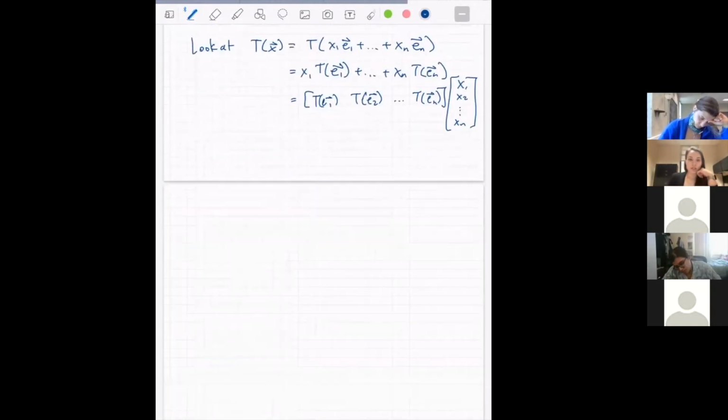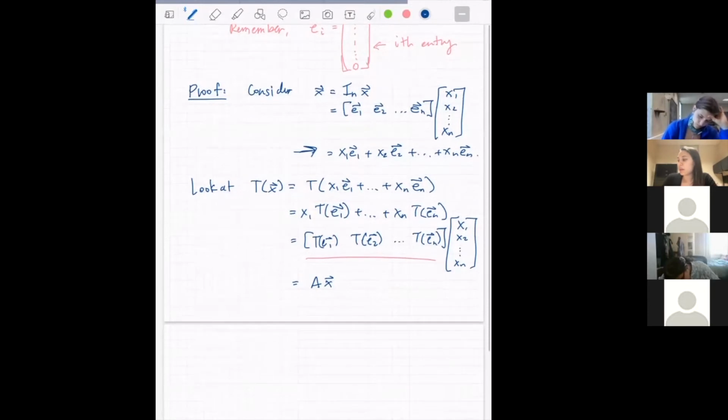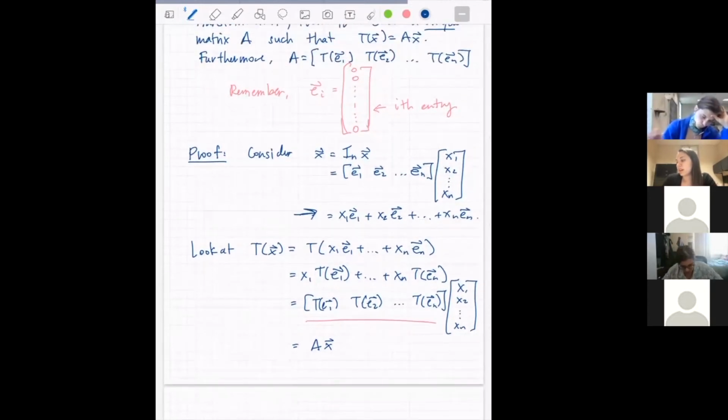Okay, so we are here, and this is exactly what we said A would be, right? So we're just going to replace this with A. So that means we get T of x is equal to A times x, where A is the matrix formed by taking T of each of those unit vectors and then forming columns from those. Okay.